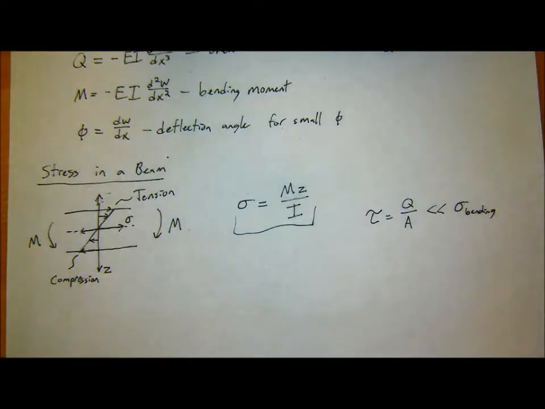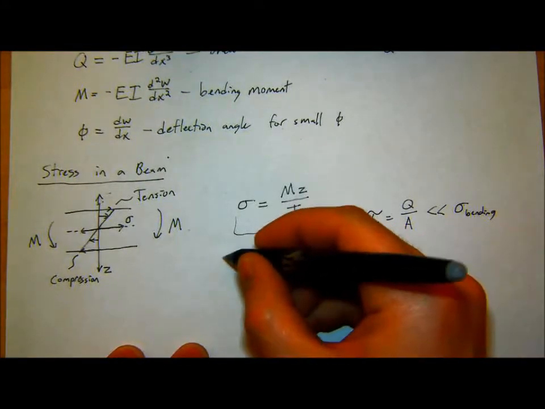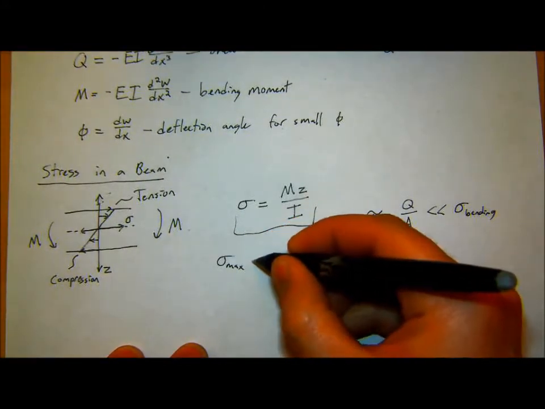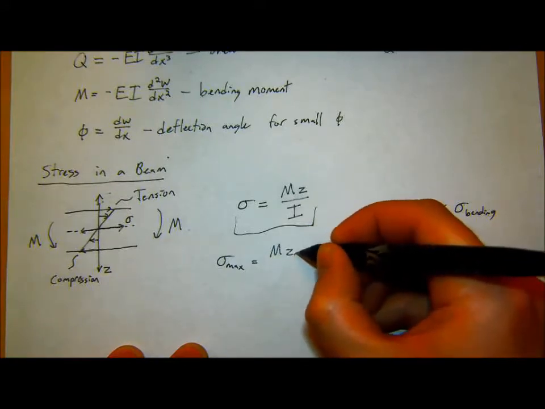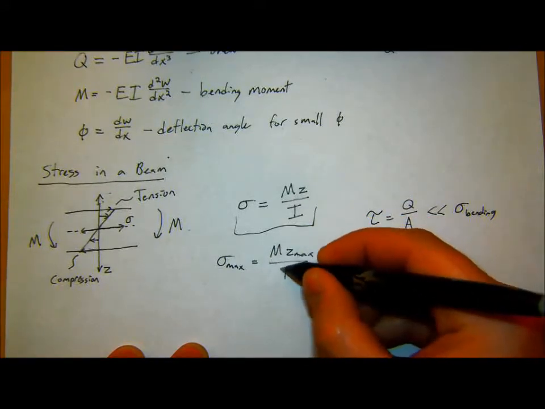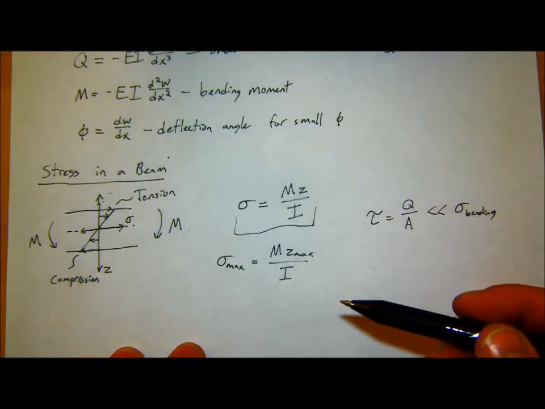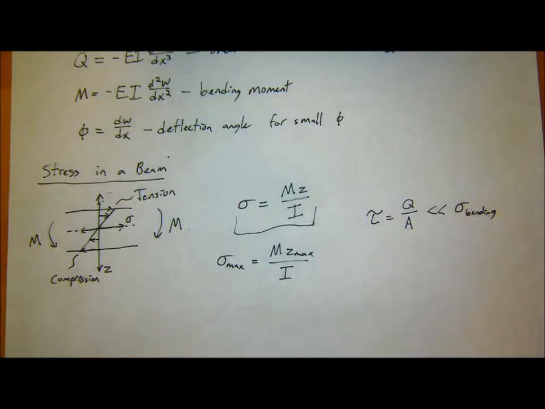As to how true that is, yeah, but with this Euler-Bernoulli beam theory, we're assuming the stress in the neutral plane is zero. So stress at z equals zero is zero. And so the stress max, sigma max in the beam is M z max, so the maximum distance from the neutral axis, over I, which if you have a uniform cross section, like a rectangular beam, it would just be h over 2, or if it's a circular beam, it would be the radius.